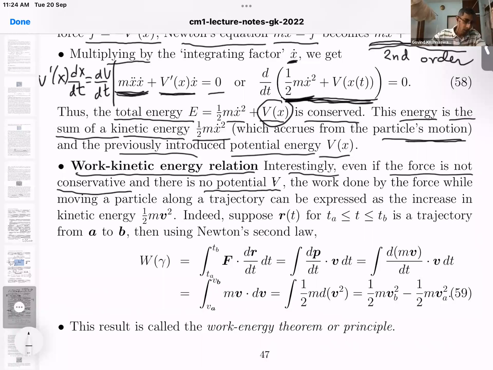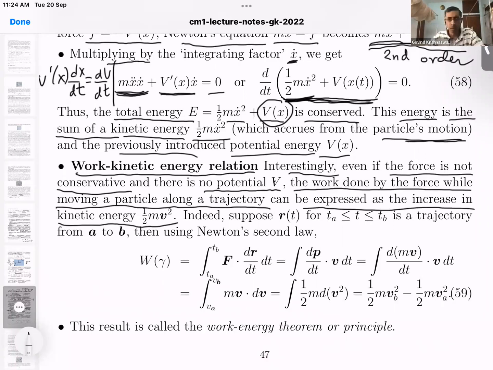Okay. So what we're going to show is that the work done by a force while moving a particle along a trajectory can be expressed as the increase in kinetic energy. So this is the result we are going to establish in a moment. Previously, what we established is that the work done by a conservative force is equal to the drop in the potential energy between the endpoints. Now we are going to show that it is equal to the increase in kinetic energy between the endpoints.